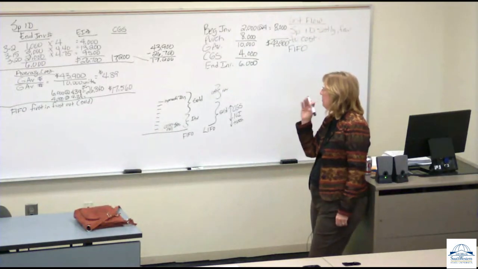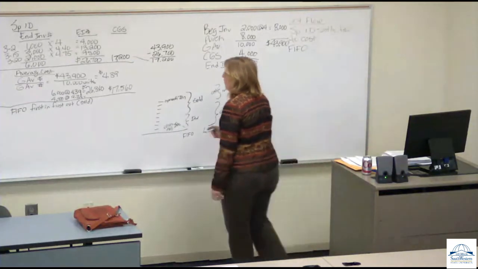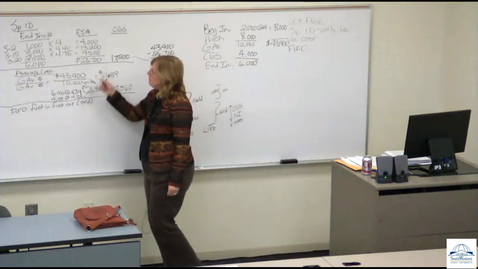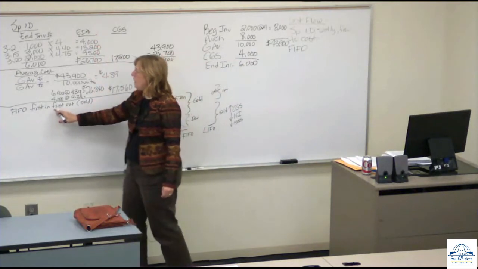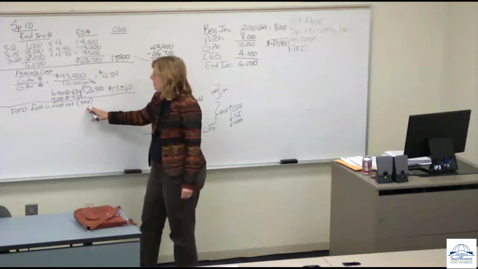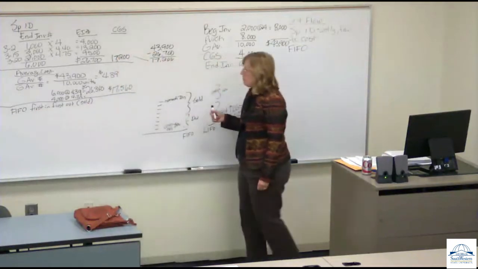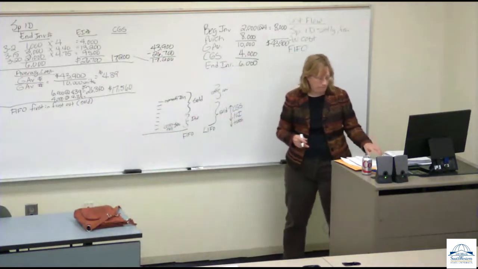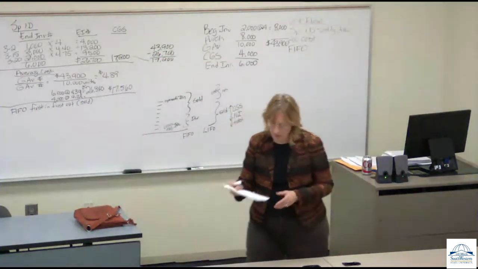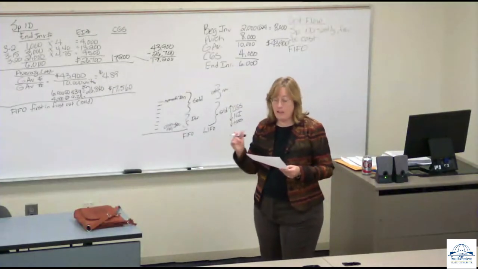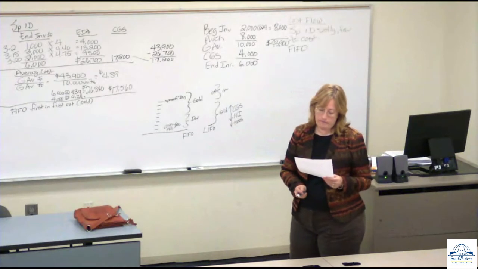So now we're going to talk about FIFO. Remember, what we're working on is the ending inventory. We're going to calculate ending inventory. The first ones were the ones that were sold. The last ones are left in ending inventory. So what do we have in our ending inventory?